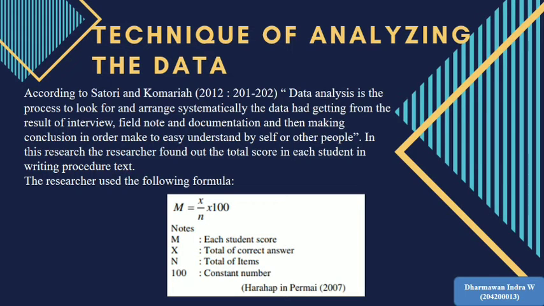According to Satori and Komariah, data analysis is the process to look for and arrange systematically the data getting from the result of interview, field note and documentation, and then making conclusion in order to make it easy to understand by self or others. In this research, the researcher found out the total score of each student. And after knowing the total score, the researcher then classified it.